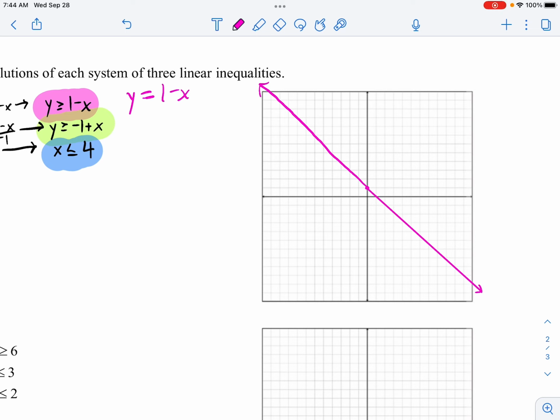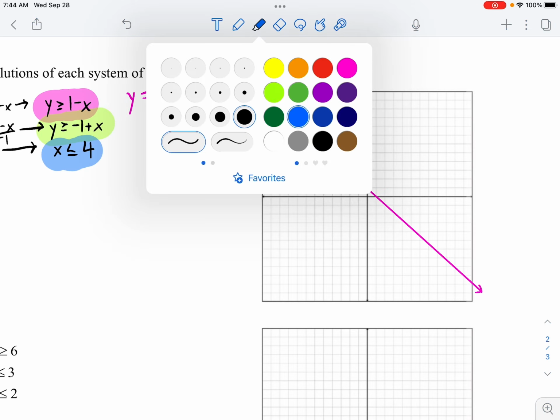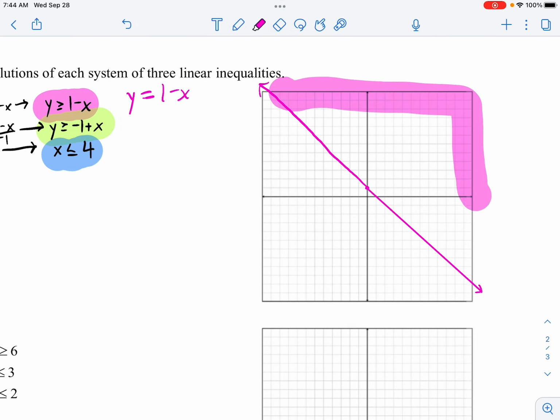All right, so this is the line where y equals 1 minus x. I want to shade all the y's that are greater than or equal to 1 minus x, so I'm going to shade all the y's that are above this. There we go. All right, let's move on to the second one.